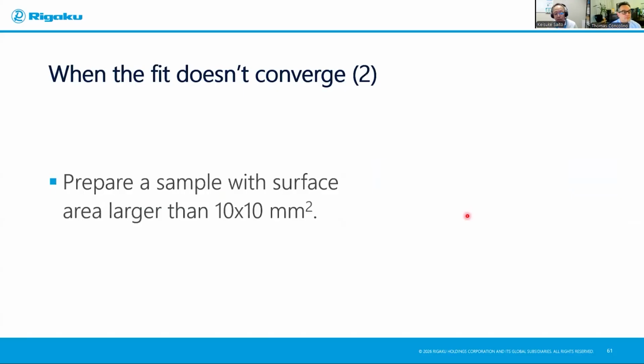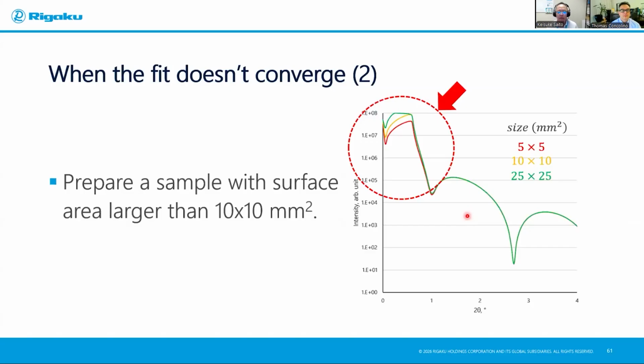The other possibility is to prepare as large a sample as possible. This is related to one of the questions in the Q&A session. This is because X-ray reflectivity illuminates a very large area on the sample surface. The simulation on the right-hand side shows the XRR profile depending on the size of the surface of the sample, for example, 5 by 5 millimeter square, or 10 by 10, 25 by 25.